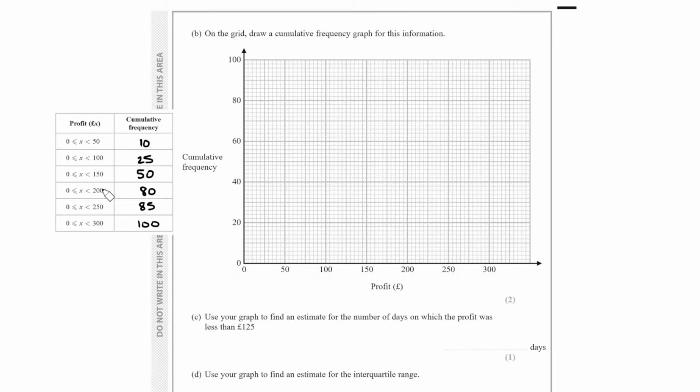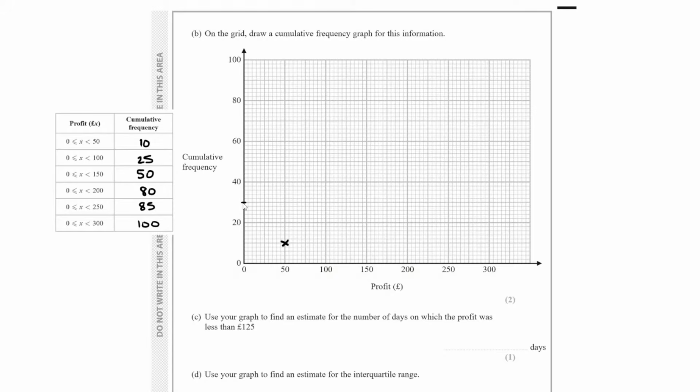Now, for cumulative frequency, we do not use the midpoint. We have to try not to get confused between all of these different versions of frequency tables. We're not going to use the midpoint. We are just using these numbers on the right-hand side of your ranges, okay? So the first one would be at 50 along and 10 up. So, yeah, accurately. 100 and then 25.